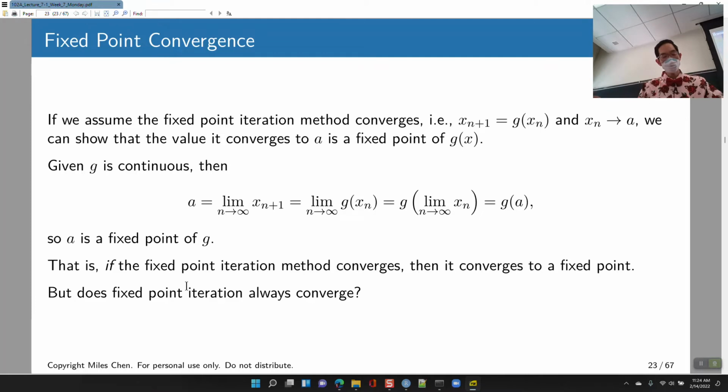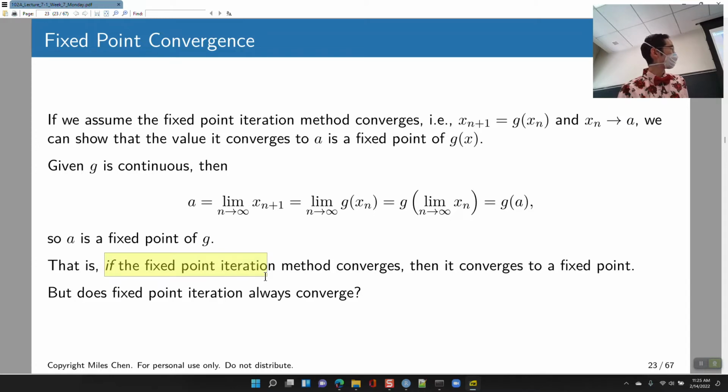And we said, here's a little bit of math that just says, if we assume that the fixed point iteration method does converge, that is to say that we're going to define the next point, x at n plus 1, to be g of x at n, and we're making this assumption that x at n eventually does converge to a as n goes to infinity, we can show that the value it converges to is going to be a fixed point of g. So we're going to define a as the limit of x at n plus 1 as n goes to infinity. This is going to be equal to the limit of g of x n, because this is what we've defined x n plus 1 to be. This is going to be g of the limit of x n, and then we say, well, assuming this thing does converge, the value a that it converges to is indeed a fixed point of g. That a is the fixed point, g of a.